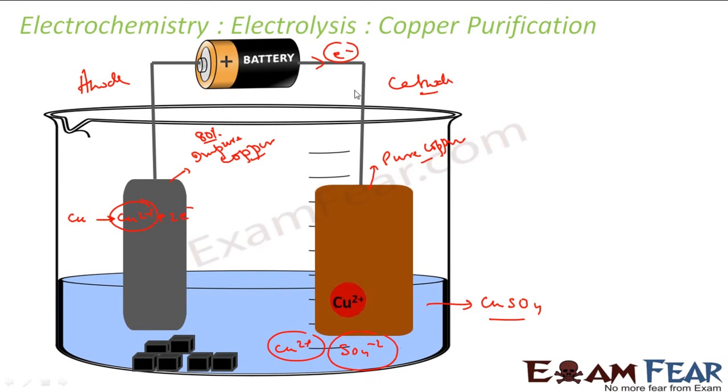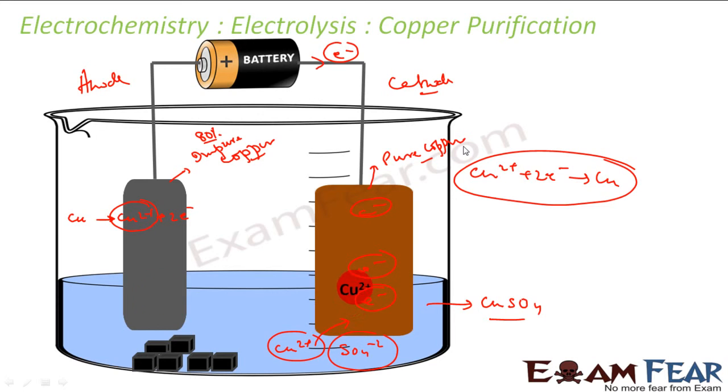Now at this cathode side, if you see, there are a lot of electrons. There are plenty of electrons here, because this battery is providing a lot of electrons. Now at this side, Cu2+ will take these 2 electrons and will become copper. Correct? So we had this impure copper here, it became pure copper.